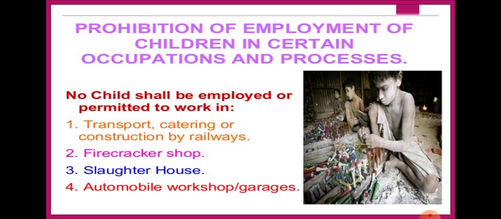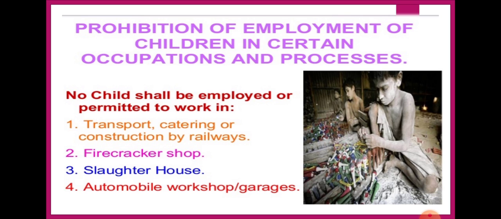Now, prohibition of employment of children in certain occupations and processes. This Child Labor Prevention Act, 1986, has decided some of the occupations where employment of children is prohibited. That means there are certain professions or sectors in which children are not allowed to work. That is, no child shall be employed or permitted to work in transport, catering or construction by railways. There, no children are allowed.